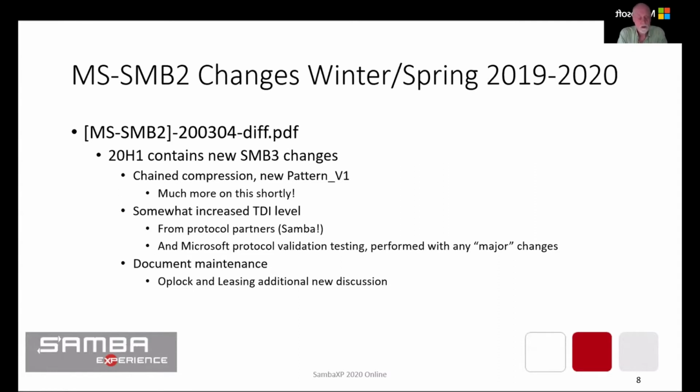So 20H1, the upcoming release, the any-day-now release, contains new SMB3 changes. Primary among them, chained compression and a new Pattern V1 compression algorithm. I'm going to spend a good bit of time on this in a second, so I won't go into great detail here. We had a somewhat increased TDI level from our protocol partners, including Samba. Thank you extremely very much.